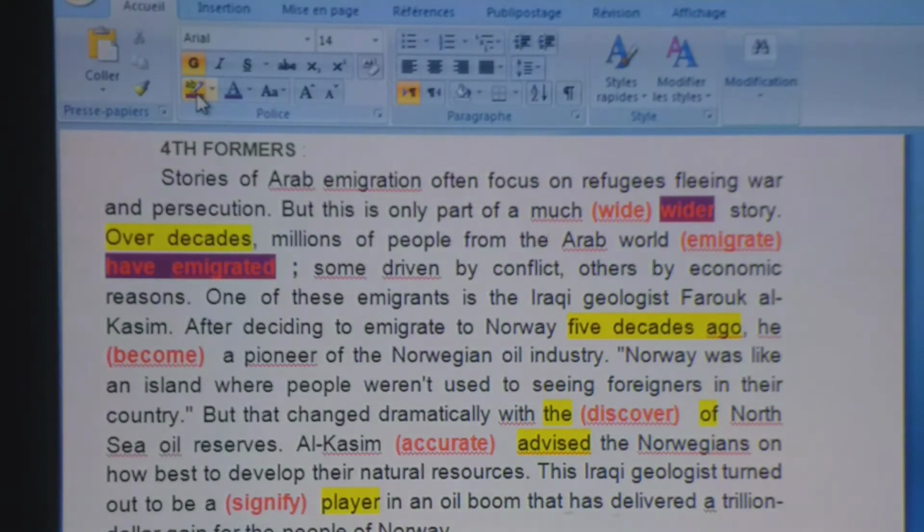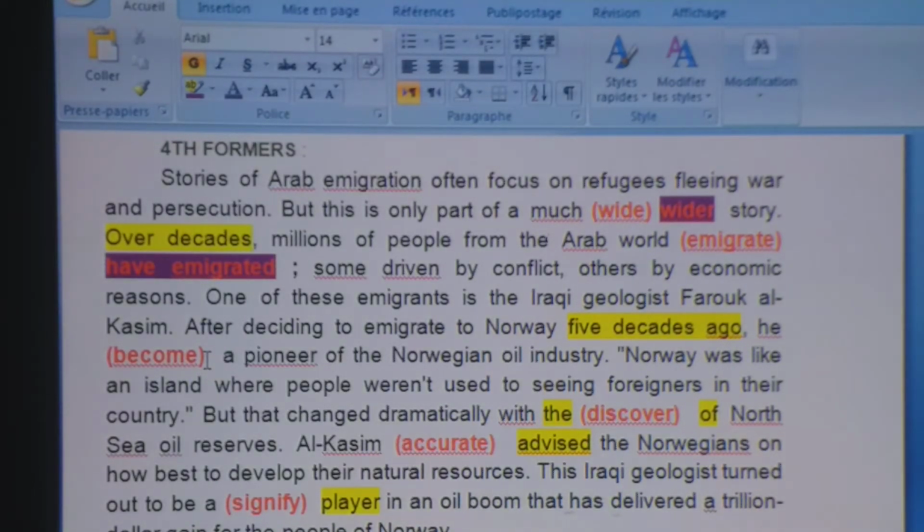So, good. After Farouk Al-Qasim, after deciding to emigrate to Norway 5 decades ago, the verb is become, okay, nice. So what is the clue here? So here the clue is that I've got 5 decades ago. So the word ago here is very important, okay. This is an indicator of the simple past, okay. 5 decades ago, a month ago, a year ago, yesterday, all of them are indicators of the simple past. And I found them in 5 decades ago.